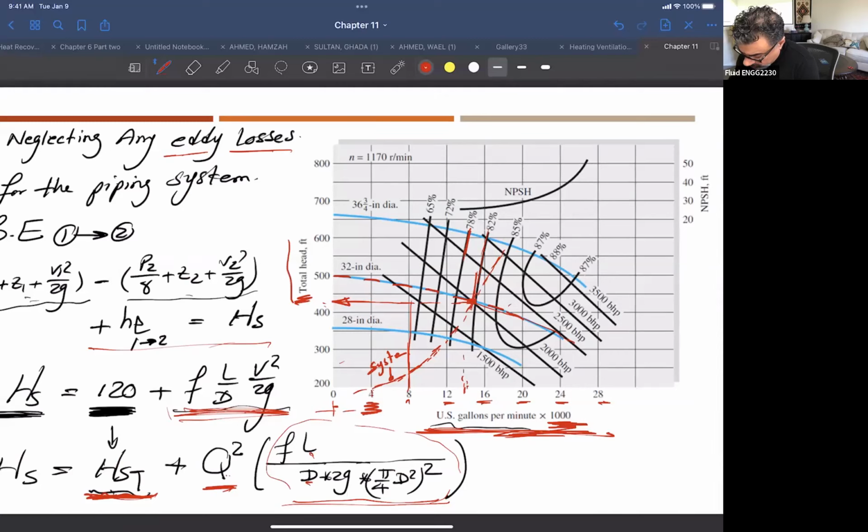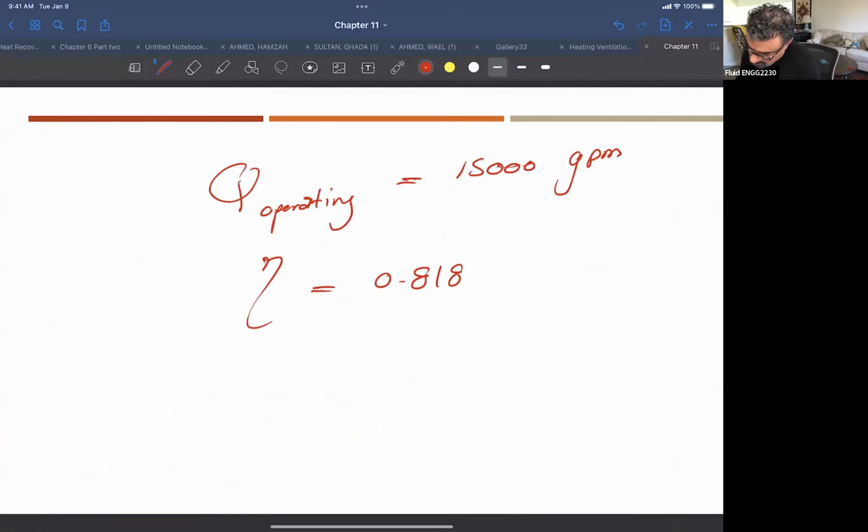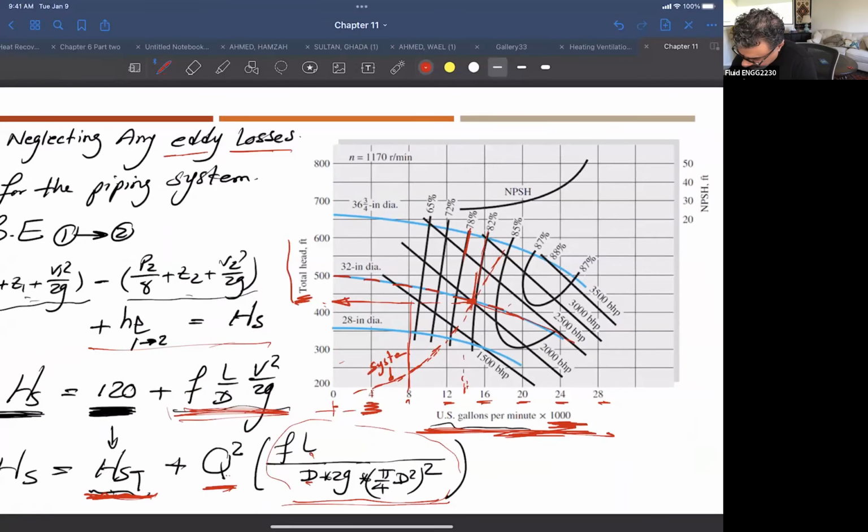Or maybe I did it wrong. Sorry, I think I'm mixing up the H and the Q when I look at these charts. The flow rate is 4,400. It's 15,000. So my point is here, right? It's about 15, or maybe a little bit here, right?